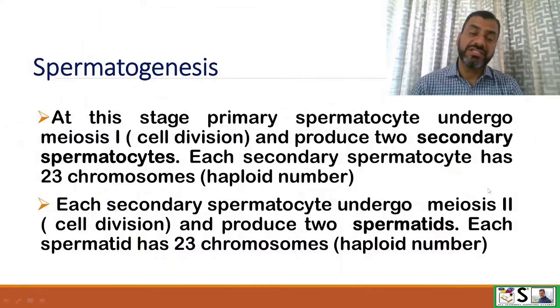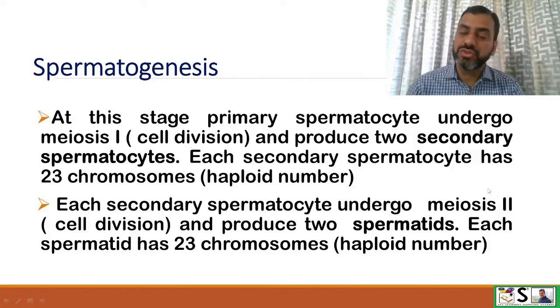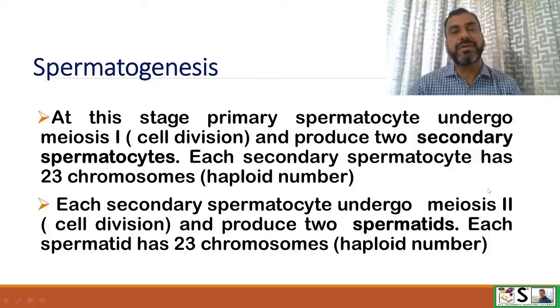In the next stage, the primary spermatocyte undergoes meiosis 1, which is a type of cell division, and produces two secondary spermatocytes. Each secondary spermatocyte has 23 chromosomes, meaning the haploid number, and each secondary spermatocyte undergoes meiosis 2, the second cell division, and produces two spermatids, and each spermatid has 23 chromosomes.